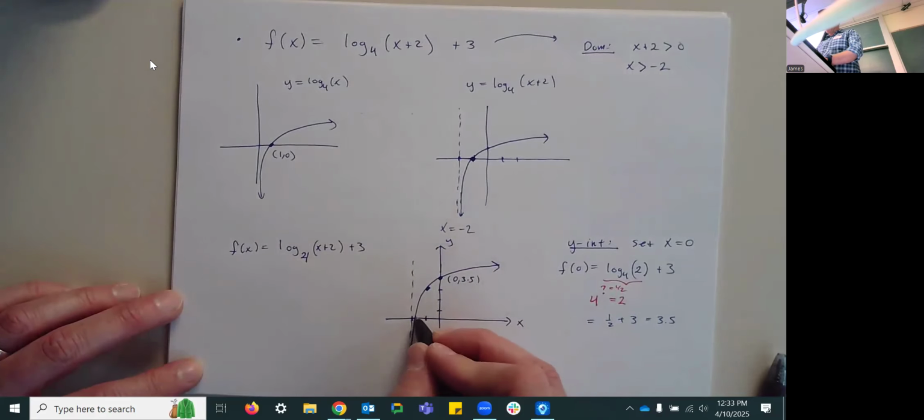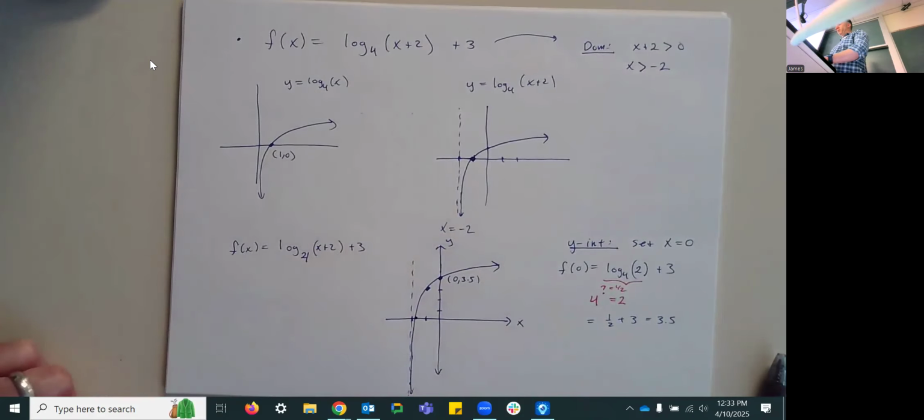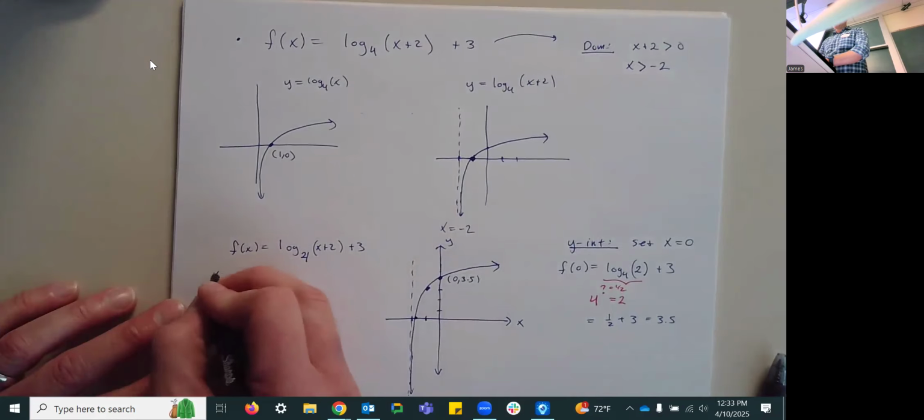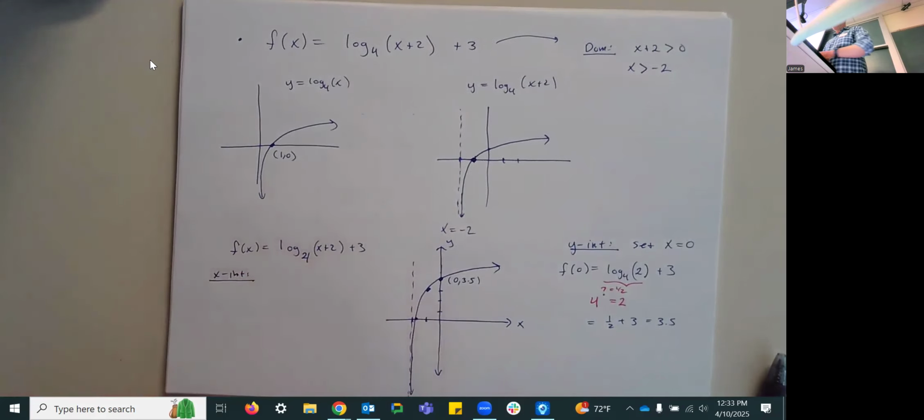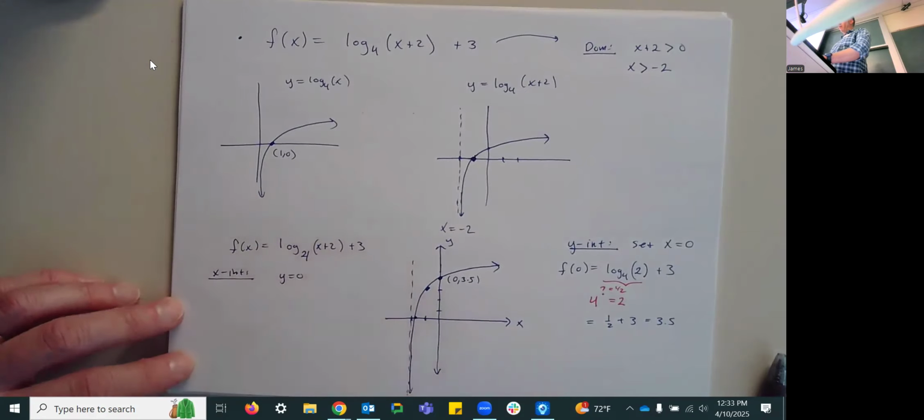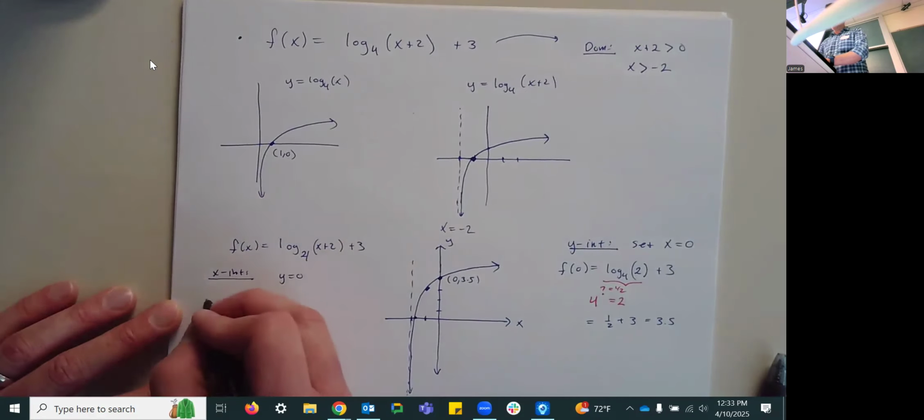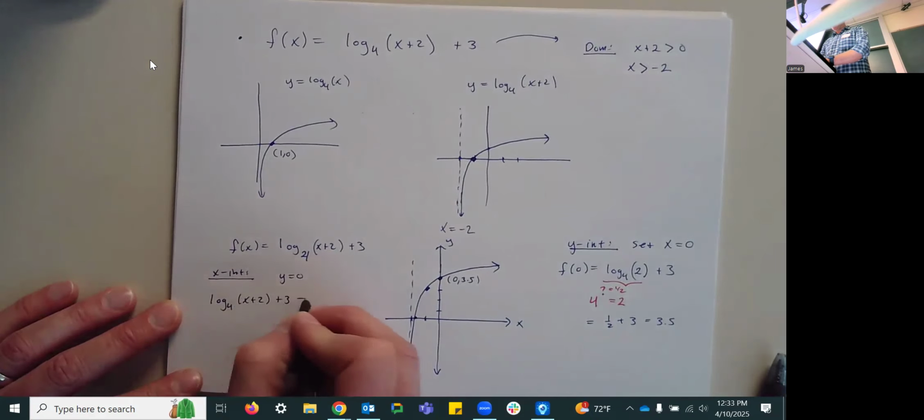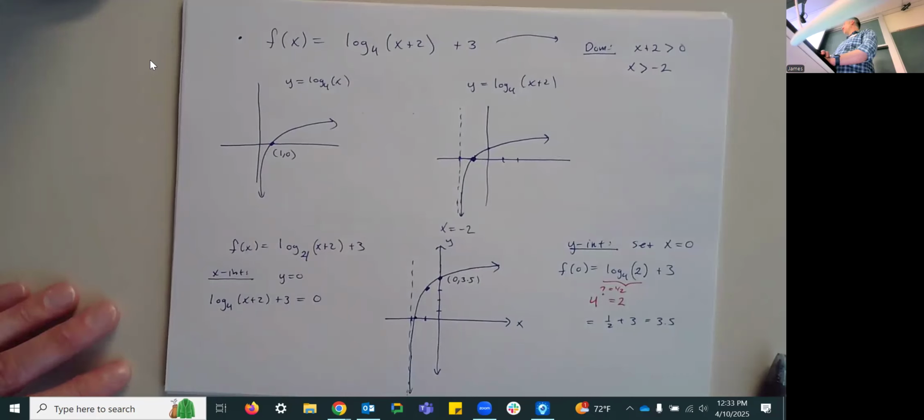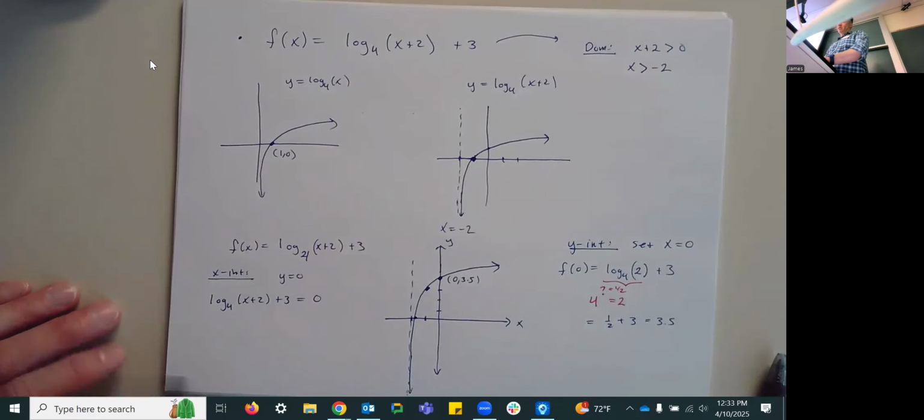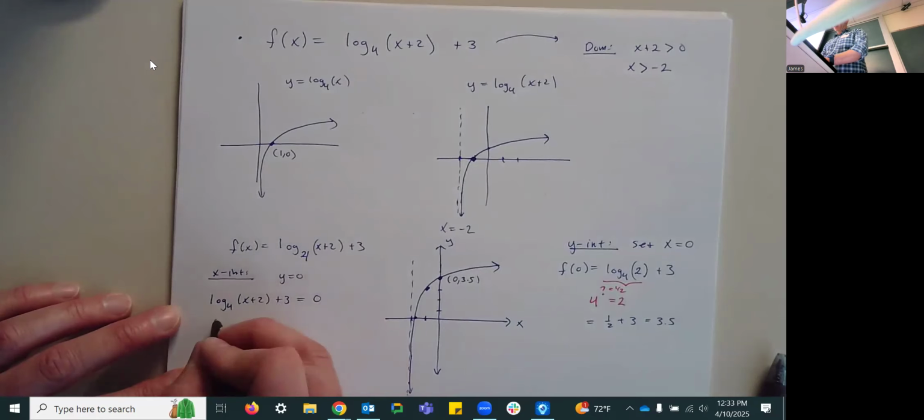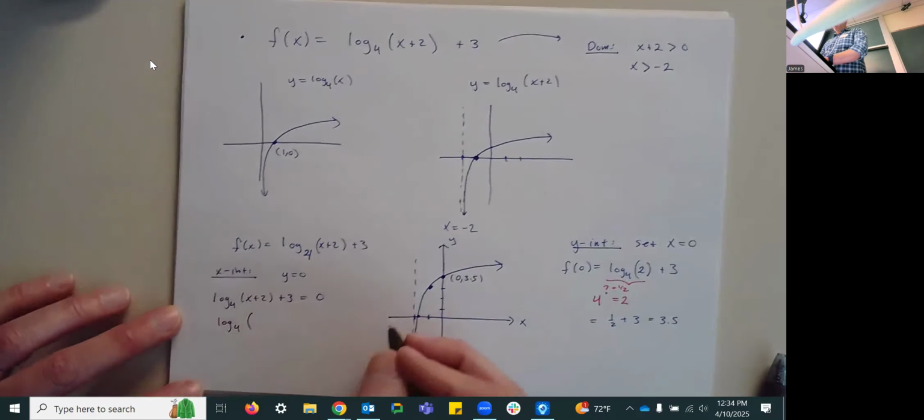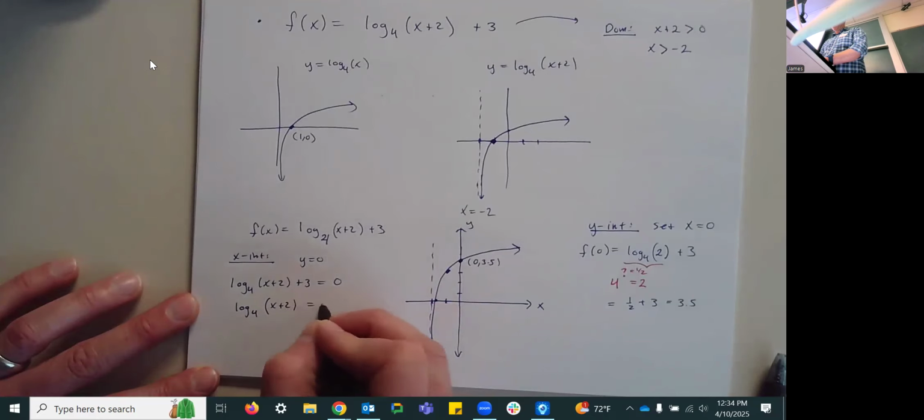And then my x-intercept, I can find that as well. Just like we found the y-intercept by setting x equal to 0, we're going to find the x-intercept by setting y equal to 0. So we're setting the entire function equal to 0. This one's going to be kind of weird. Not that weird. So we're going to set log base 4 of (x plus 2) plus 3 equal to 0. And now we're going to solve this. I'm going to subtract 3 from both sides. Log base 4 of (x plus 2) is equal to -3.